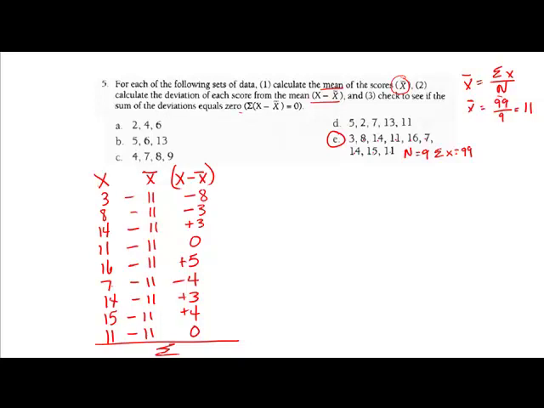Now let's do this again. Negative 8 minus 3 is negative 11. Plus 3 is a negative 8. Plus 0 is still a negative 8. Plus 5 is a negative 3. Minus 4 is a negative 7. Negative 7 plus 3 is a negative 4. A negative 4 plus 4 is a 0. A 0 plus a 0 is still a 0. There. Once you do your math right, you get the right answer.